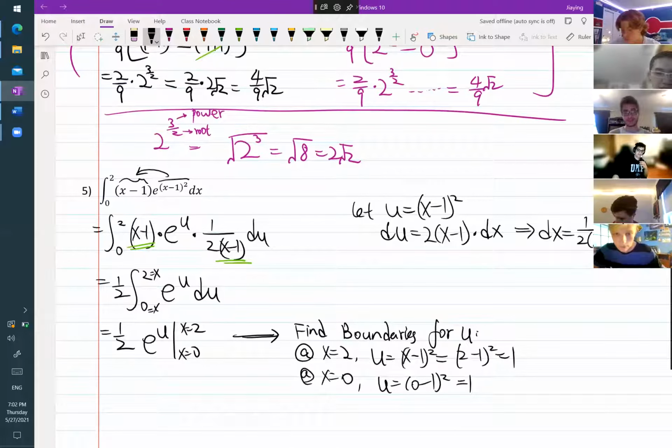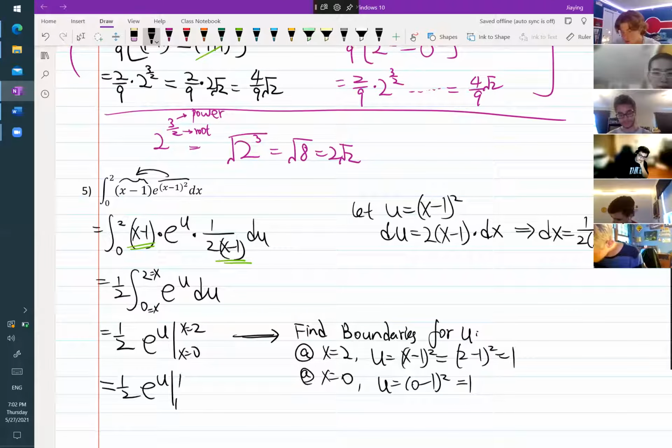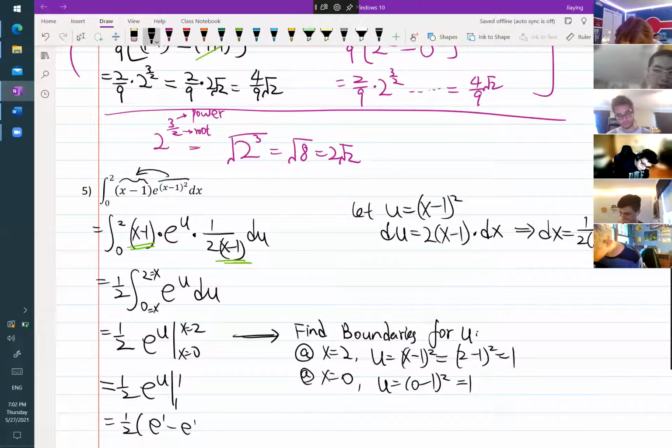And then we just end up, right, so the answer will be 0. It will be one half e to the u, evaluating from 1 to 1. So that just becomes a 0, because if we put e to the 1 minus e to the 1, that just becomes 0.